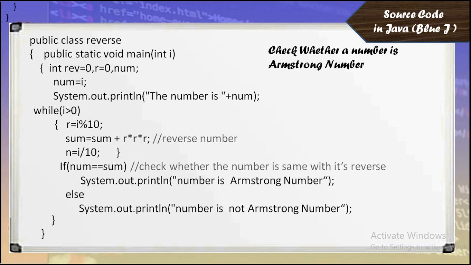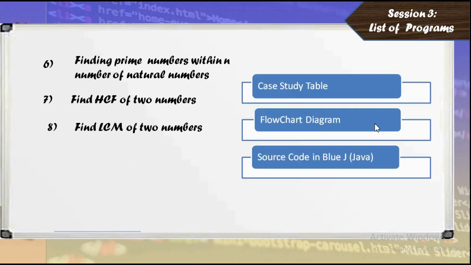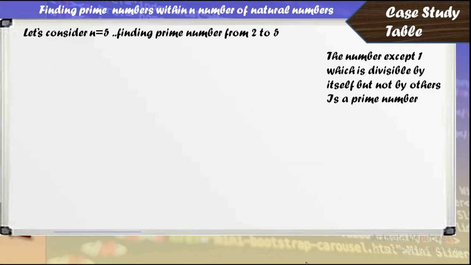In this master class video in the final session, I will discuss 3 programs. Number 1, finding prime numbers within n number of natural numbers. Number 2, find highest common factor or HCF of two numbers. Number 3, find lowest common multiple or LCM of two numbers. The methodology of my discussion is case study table, flowchart diagram, source code using BlueJ. In this video, we will see how to find the prime numbers within n number of natural numbers.